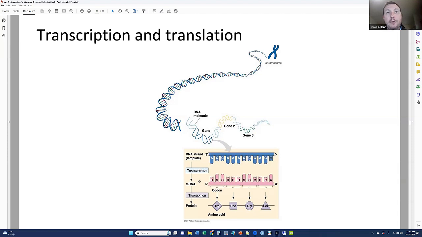Then that piece of messenger RNA is going to migrate outside of the cell nucleus to a ribosome, and then it's going to be translated into a protein. Every three contiguous base pair combinations are called codons. And depending on what sort of word those 3 base pairs spell, that's going to correspond to a different amino acid. Remember, there are 20 standard amino acids that humans use to create our proteins.